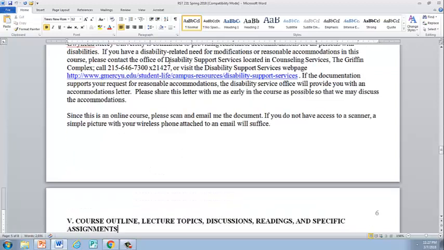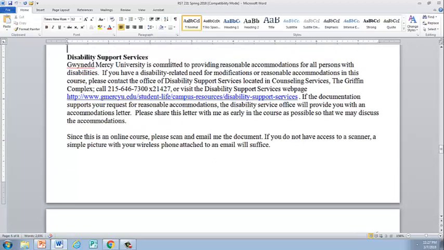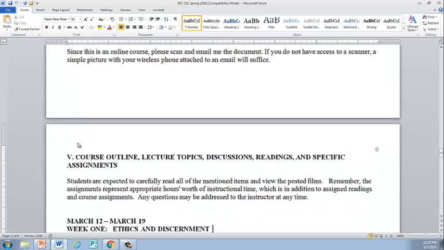Disability support services: we're certainly committed to any reasonable accommodations you need for various disabilities, so please make sure you let them know if you have any issues. They give you an accommodations letter. We're online. Some people have said in the past, oh, I couldn't give it to you because this is an online course. You all have cell phones. Take a picture of it with your cell phone and send it to me. That's fine. I'm not going to be that picky as to how I get it, but I really do need to get it because I'm not allowed to make accommodations until I get that. So keep that in mind as you go forward.